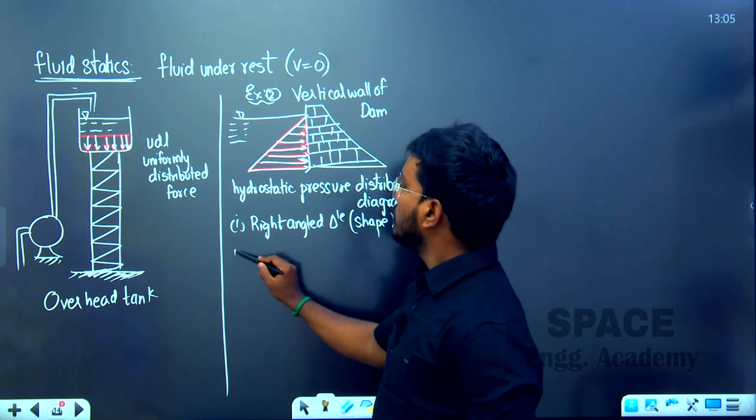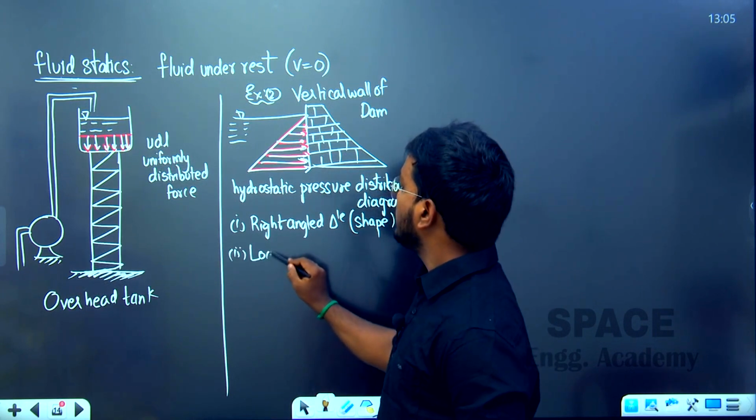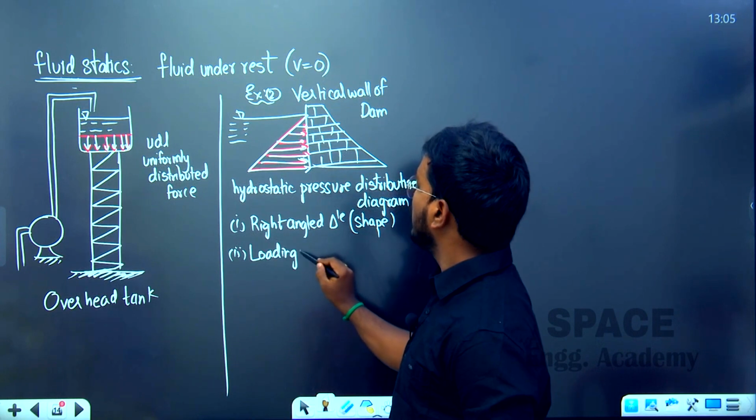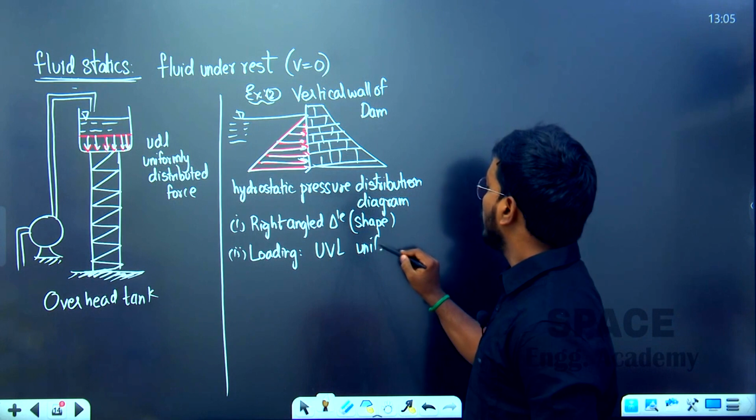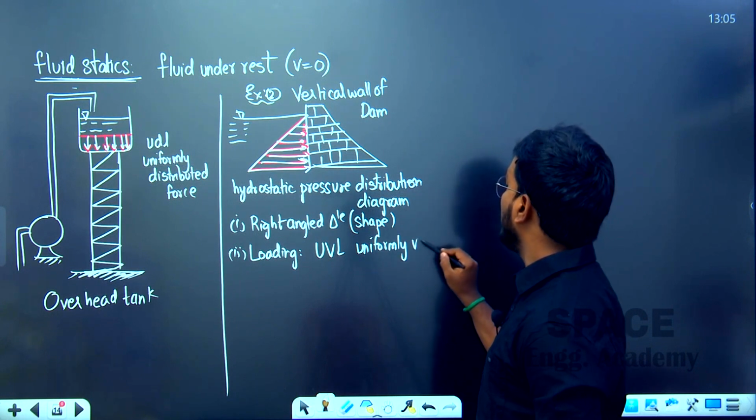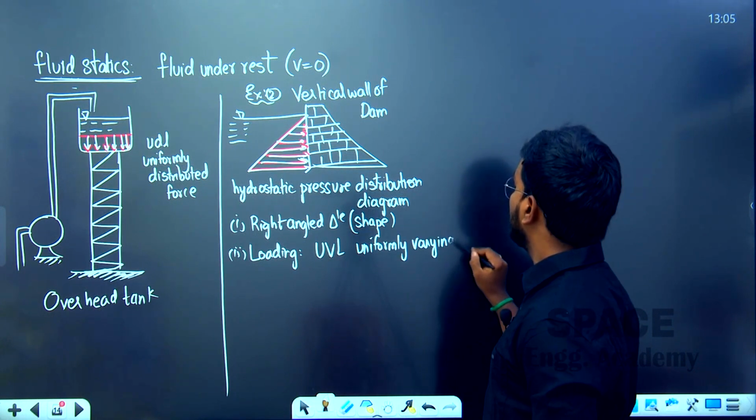Okay. Next one, which type of loading is there? Which type of loading is exerting there? Uniformly varying load.